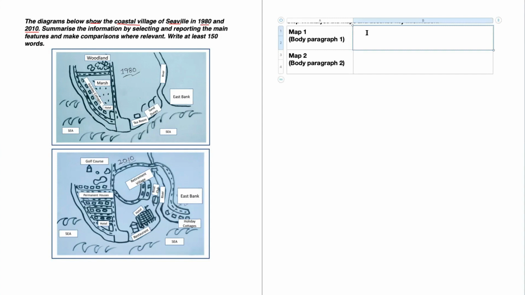And basically, it looks like Seaville was quite tiny. We see a holiday cottage area and a hotel. So it seems like tourists were able to stay in this holiday area. I'll put holiday and hotel.